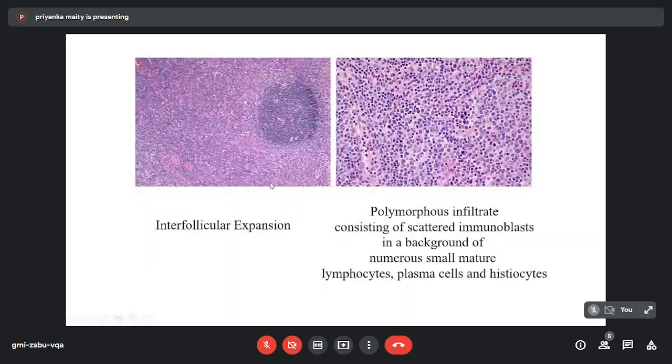The first photomicrograph shows interfollicular expansion. The second photomicrograph shows polymorphous infiltrate consisting of scattered immunoblasts in a background of numerous small mature lymphocytes, plasma cells and histiocytes in lymph node.